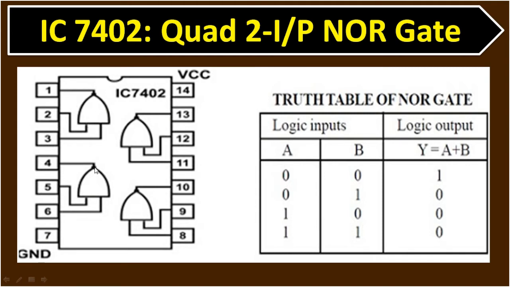Similarly, pin number 4 is output and pin numbers 5, 6 are the input of the second NAND gate. Then pin numbers 8, 9 are the input and 10 is the output of the third NAND gate. Pin numbers 11, 12 are the input and pin number 13 is the output of the fourth NOR gate.